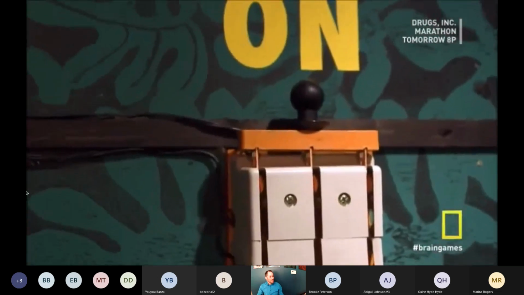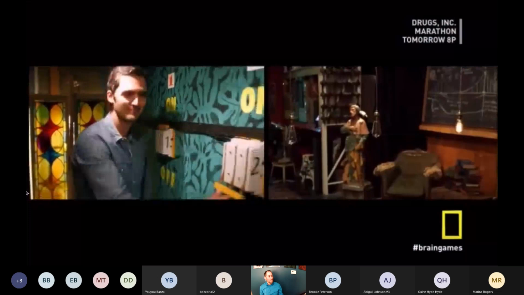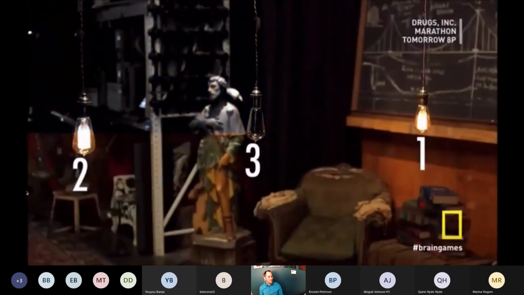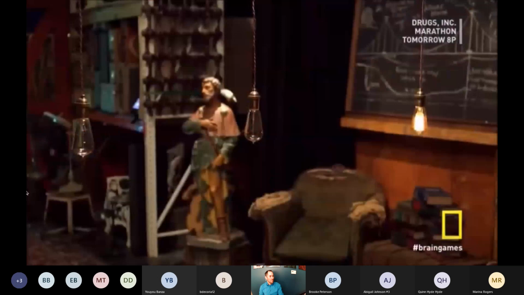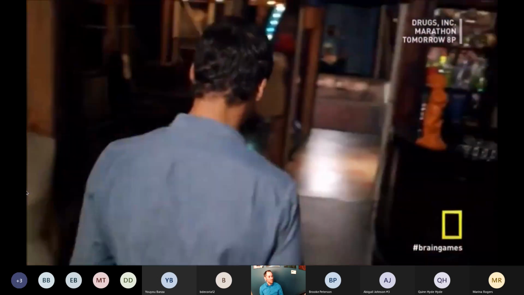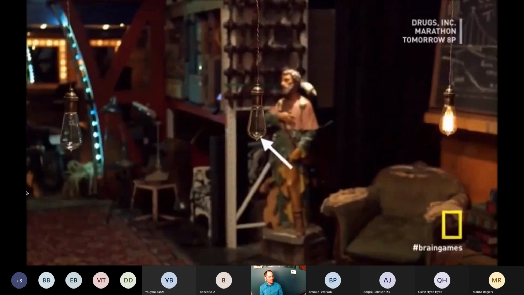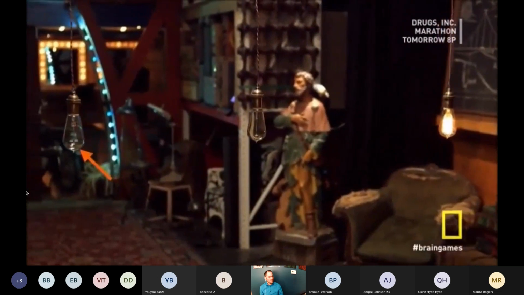Label each bulb. All you have to do is turn on two of the switches. Leave both on for about a minute. Then turn one off and go into the other room. One bulb will be on. One will be off. The third bulb will be off, but still warm.